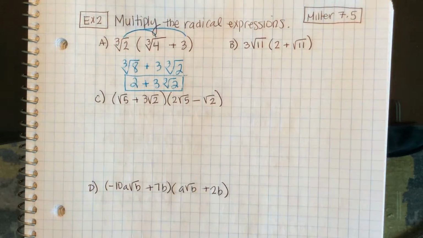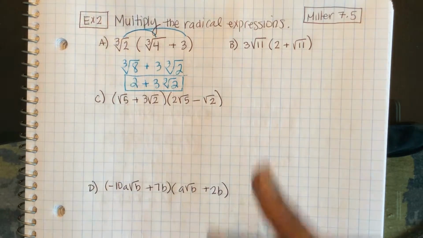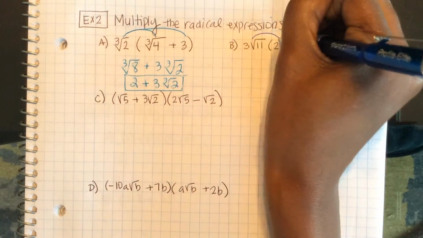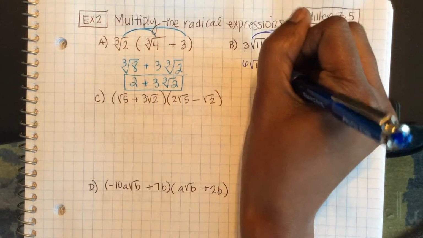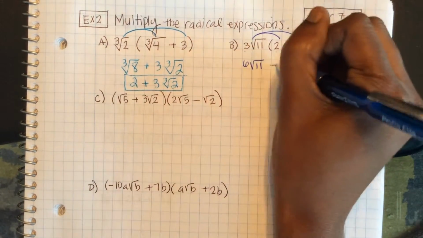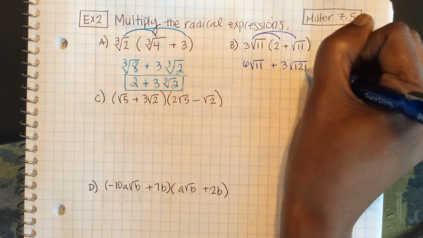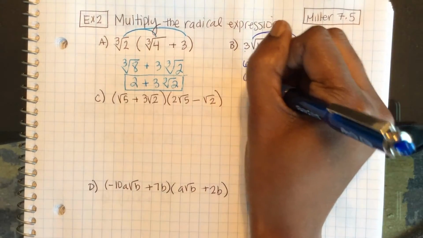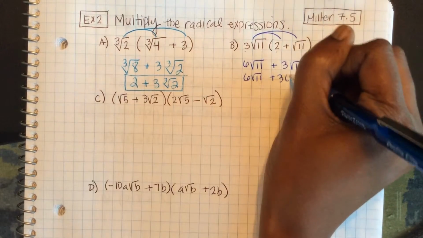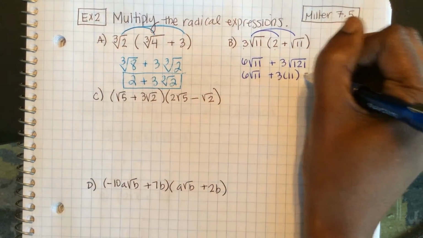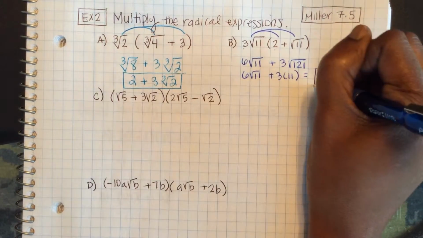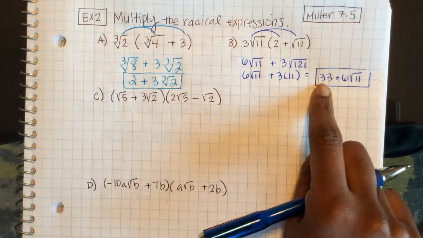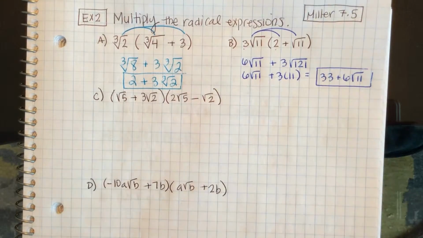Once again in part B, we are using the distributive property, distributing both. So 3 times 2 makes 6 square root of 11, and then 3 square root 121. So that's 6 square root of 11 plus 3 times 11, which is 33 plus 6 square root of 11. You usually like to have a constant first, radical second.